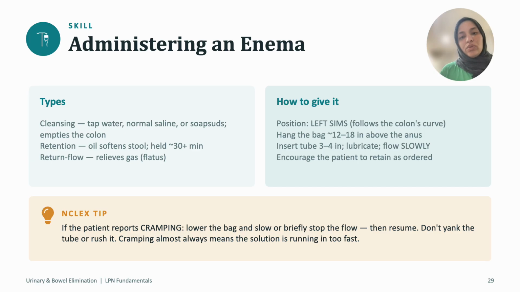Hang the bag about 12 to 18 inches above the anus. Lubricate and insert the tube 3 to 4 inches and let it run slowly. The classic test point is that if they cramp, lower the bag and slow the flow, because cramping means that the fluid is going too fast. And don't pull the tube.